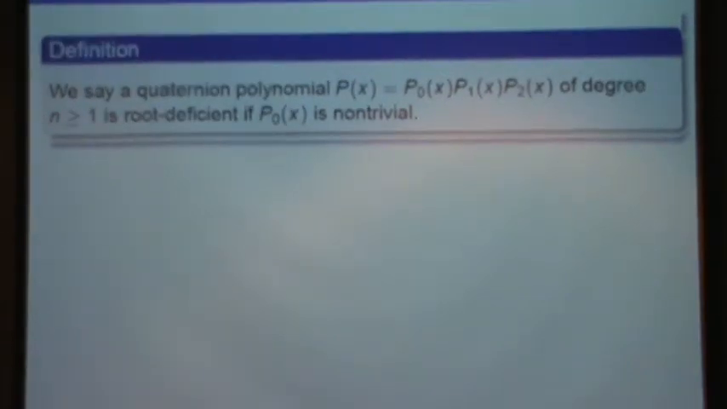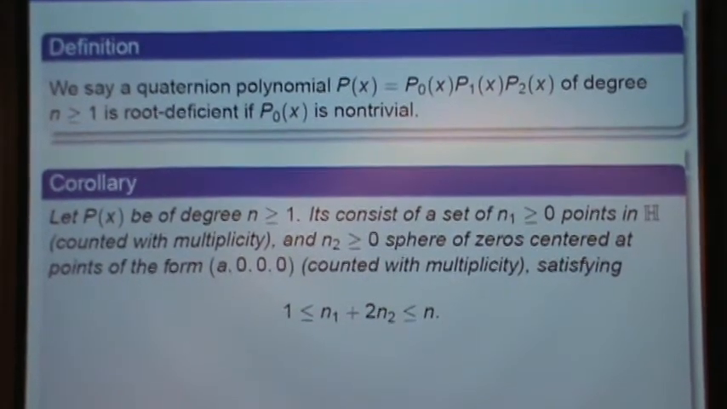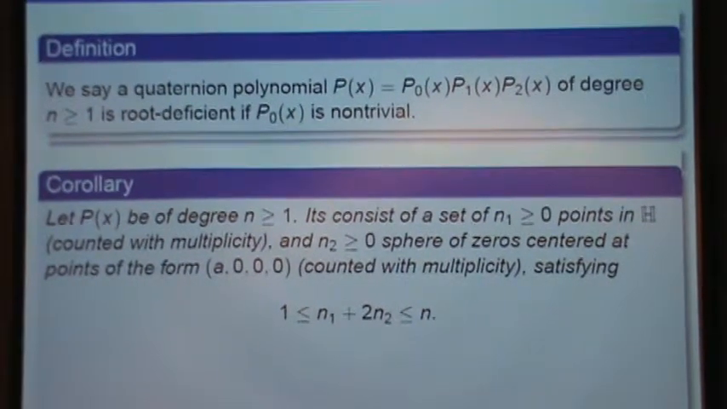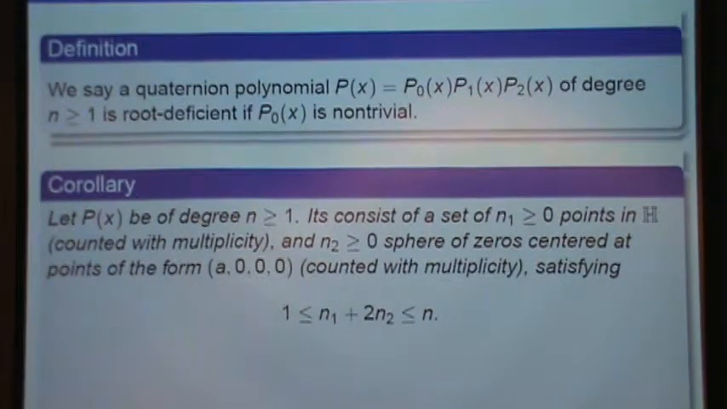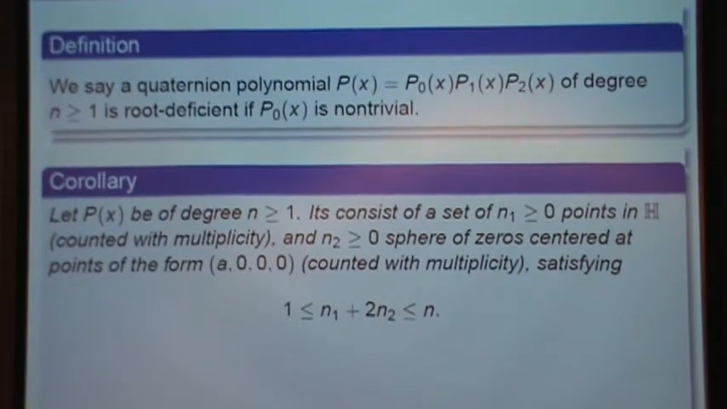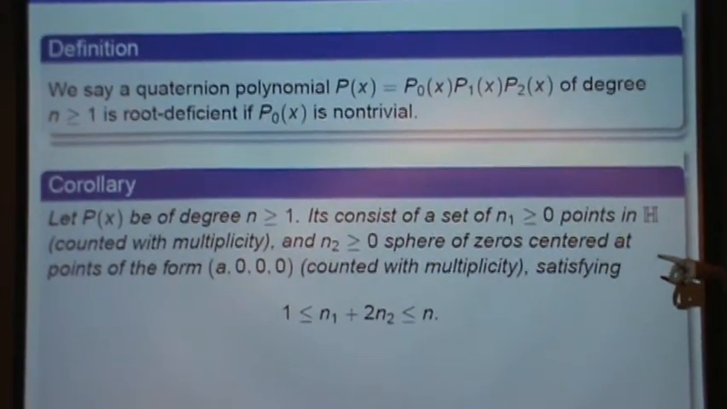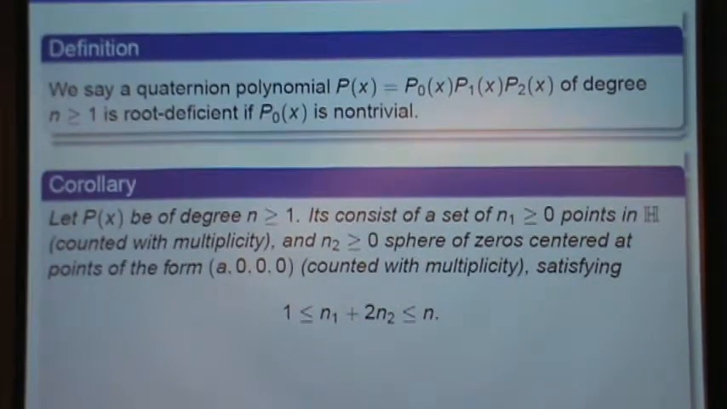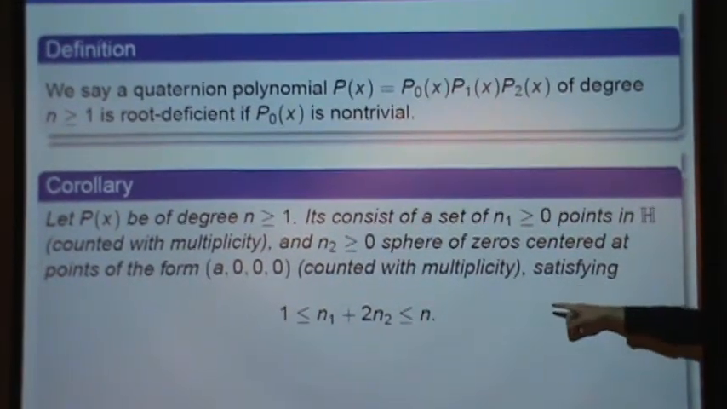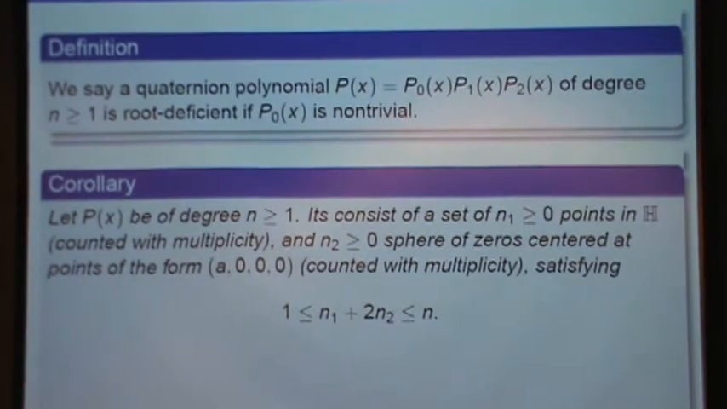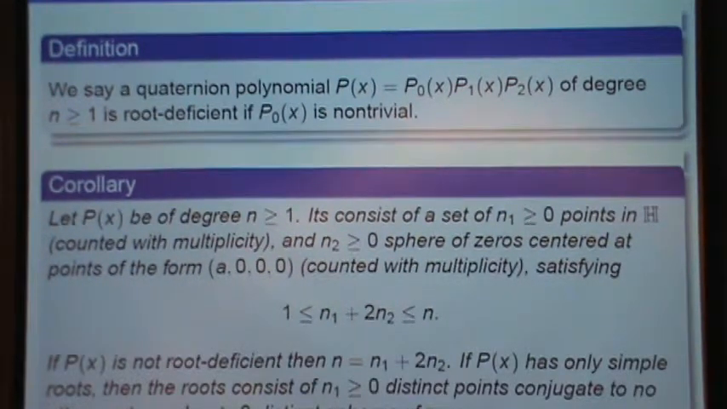Number of zeros: if a polynomial is of degree n bigger than or equal to 1, it consists of n1 points in H counted with multiplicity and n2 spheres of zeros centered at such points satisfying this bound. If P is not root deficient, I say it's root deficient if P0 is of degree bigger than or equal to 1. So if it is not root deficient, then you get this exact count.